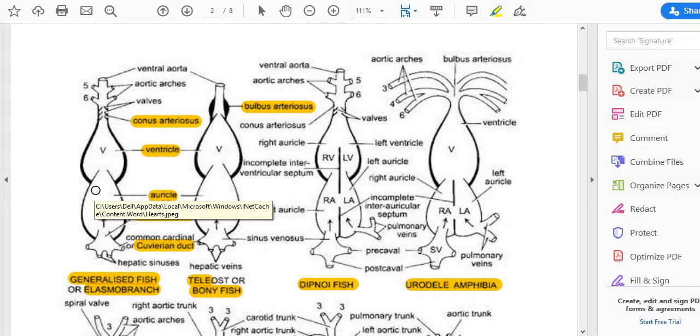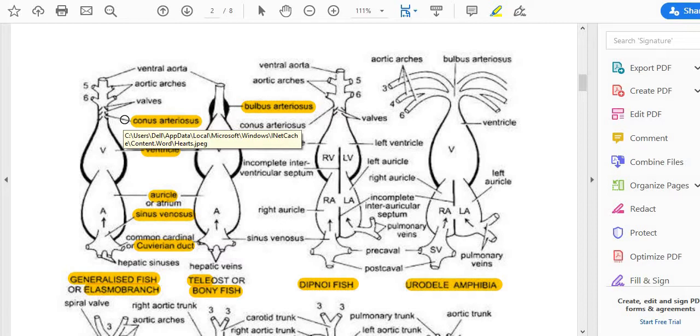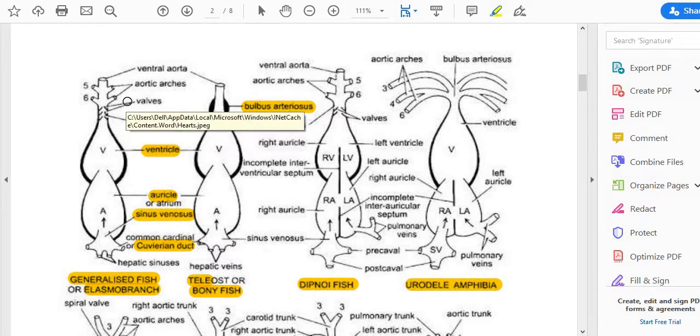So that was about the heart of the shark. Apart from this we also find aortic arches. The aortic arches are paired blood vessels present in all the vertebrates, but their number varies. In the shark, the number of aortic arches we see is 5 pairs.